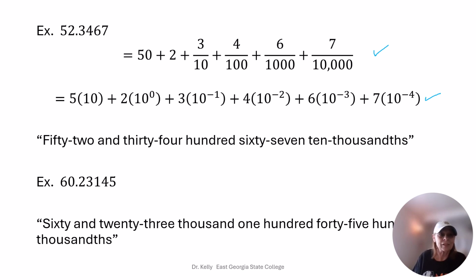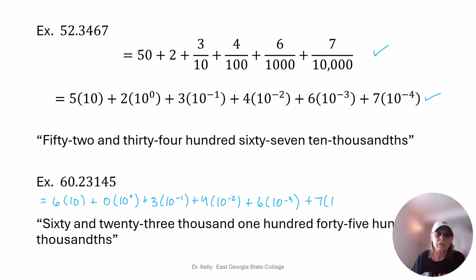So let's write this one out in expanded form real quick. This is 6 times 10 plus, and this is a personal preference, I like to show every power down. So even if we're missing a digit here, I'm probably going to say 0 of them. Here we have 10 to the negative 1 plus 4 times 10 to the negative 2 plus 6 times 10 to the negative 3 plus 7 times 10 to the negative 4.